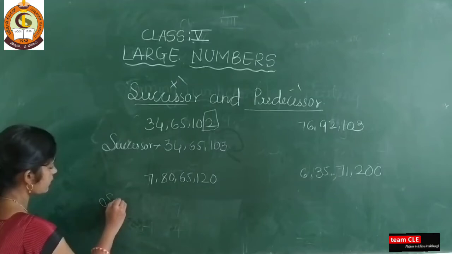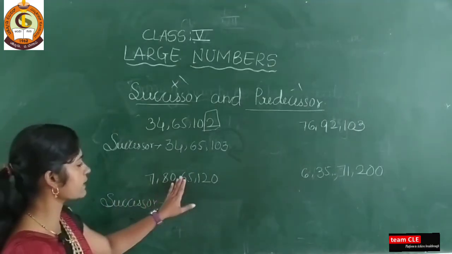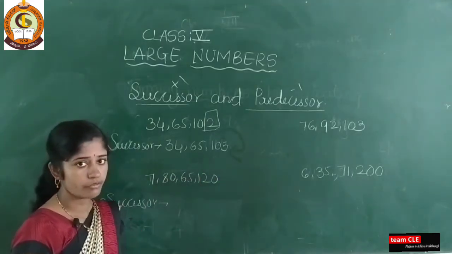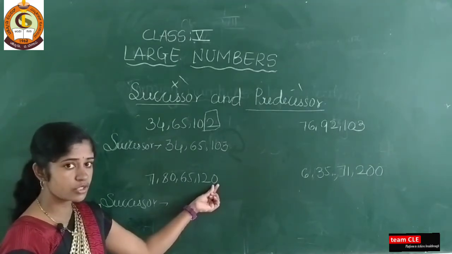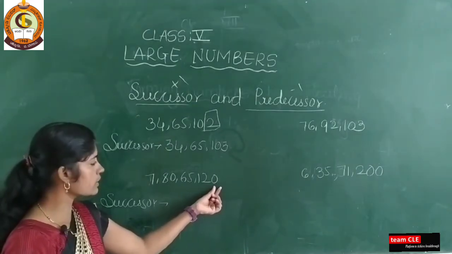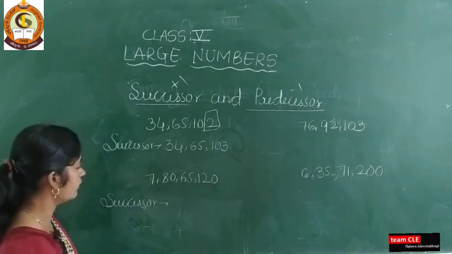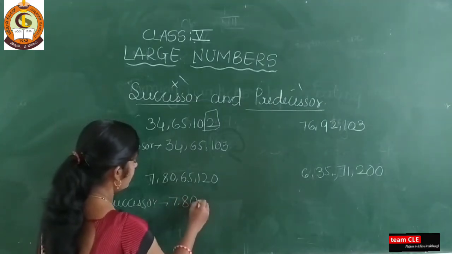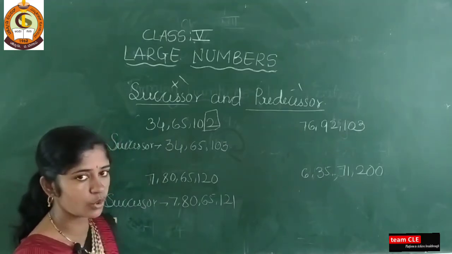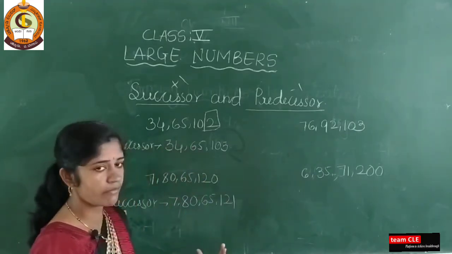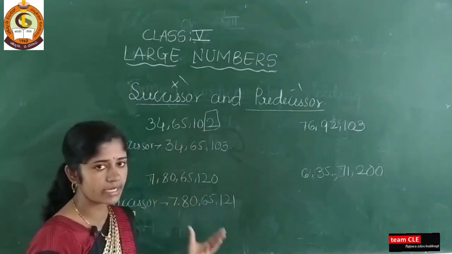Next, again you have to write the successor of the number. See here 7,80,65,120. For that you have to see just the ones place. What is there here? 0. Then after the 0 what will come here? 1. If 0 is there, you can take this 20 also. What is after 20? 21. So write here 7,80,65,121. There is no need to worry if there are 6, 7 or 8 digit numbers. You need to see only the ones place or the tens place.